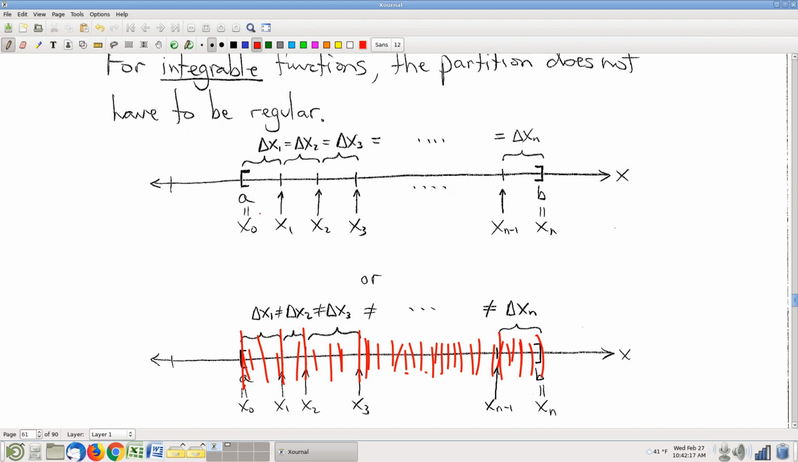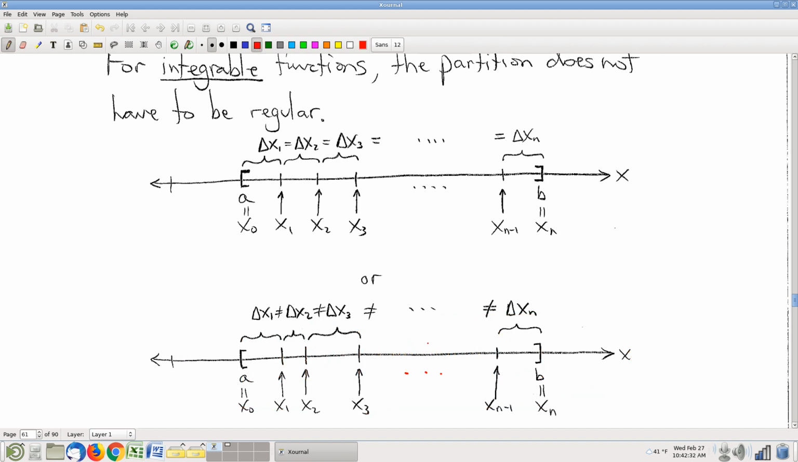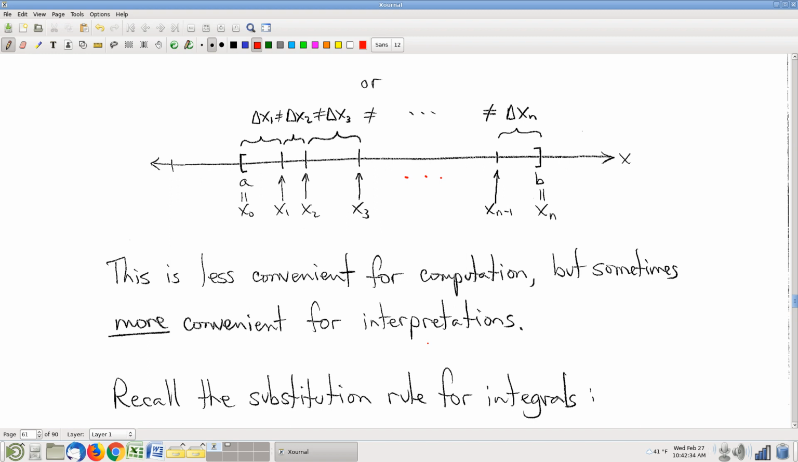And you might think to yourself, my gosh, who would do that? What kind of sicko would go to the trouble of making highly irregular slices? And I agree. My gosh, why would you do that? It's hard to see this coming, but it turns out that even though this is less convenient for calculations, sometimes it's more convenient for making interpretations of integrals.